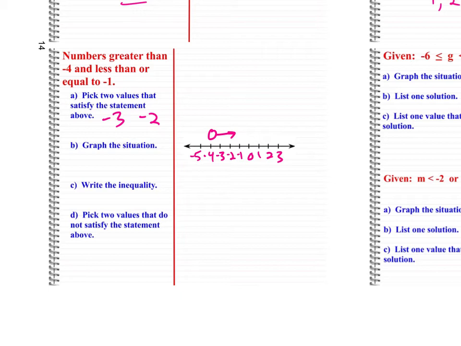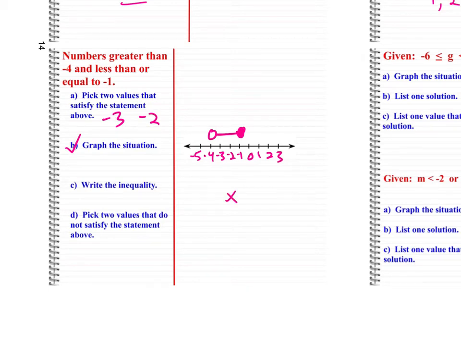Less than or equal to -1. So it's got to be a closed dot above -1. But it's going to connect up with our other dot there to make one long string, which I'm going to just redraw here without the arrows. So I've graphed it. It says write the inequality. Well, that would then be my and statement.